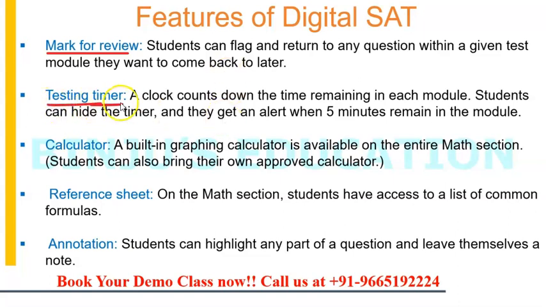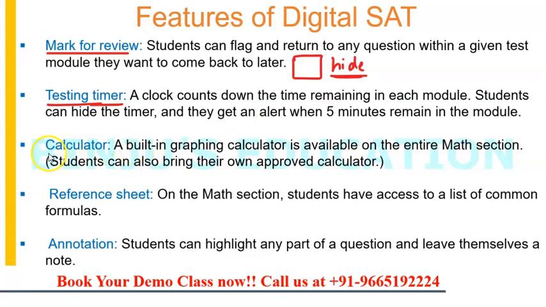A timer will be given to you. On your screen, the timer will be exactly at the top center. The best part is you can hide the timer, because sometimes students tend to get anxious when they see the clock running. So you can hide your timer, and as soon as 5 minutes are left on your exam, the timer is going to give you an alert signal that only 5 minutes are left in your respective module, so you need to finish your module fast.